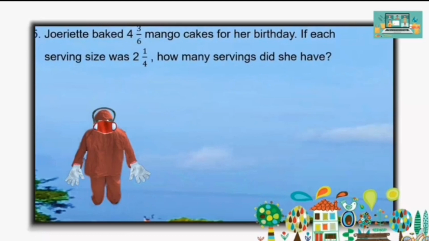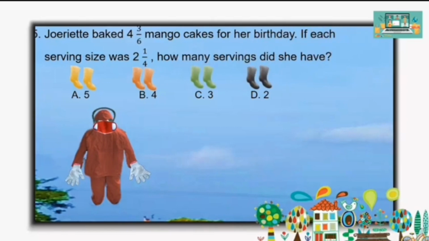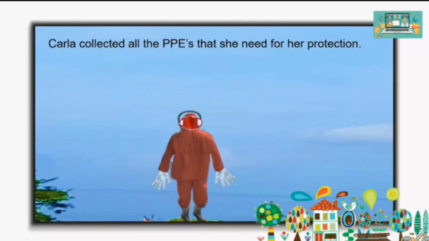Now, item number 5. Juliet baked 4 and 3 sixths mango cakes for her birthday. If its serving size was 2 and 1 fourth, how many servings did she have? Here are the options. A. 5. B. 4. C. 3. And D. 2. Go! Right! The correct answer is letter D, 2 servings. Carla collected all the PPEs that she needed for her protection. Thank you, grade 6, for helping Carla.